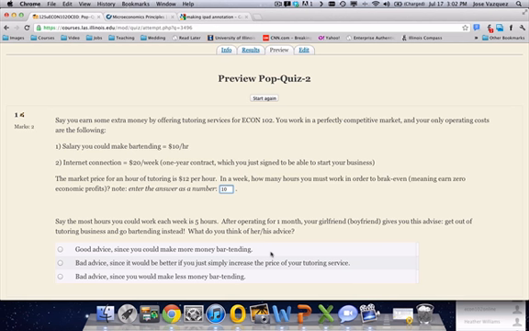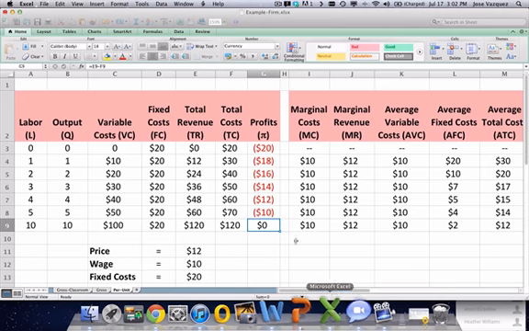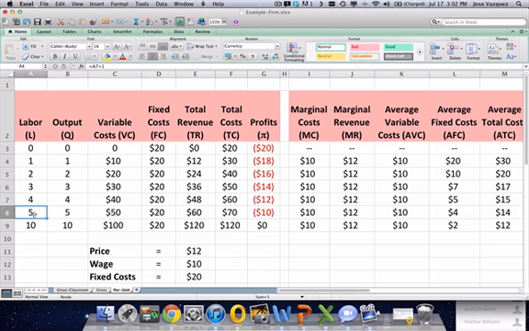You have one more assumption, and that is that you can only work 5 hours. And if you're working 5 hours, after operating for 1 month, your girlfriend tells you, or your boyfriend if you're a girl, that you should get out of the tutoring business and bartend instead. Probably she's telling you that because you're not making any profits at that point.